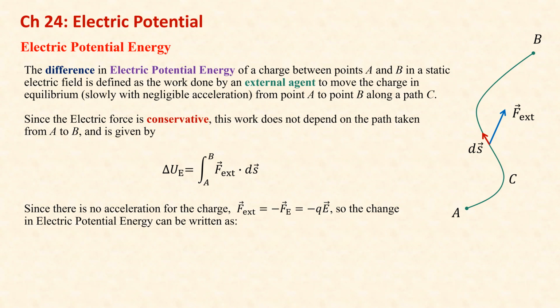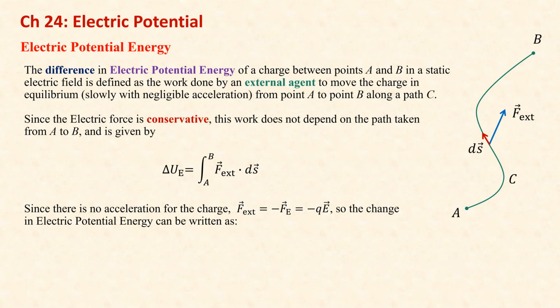But because we say we're going in equilibrium, meaning negligible acceleration, the charge is not accelerating. The net force acting on it is zero. The external force plus the electric force is equal to zero. So F external should be equal to the negative of the force of the electric field on the charge, which is Q times E. Right? The force of the electric field is the charge that we are taking from A to B times the electric field at any point.